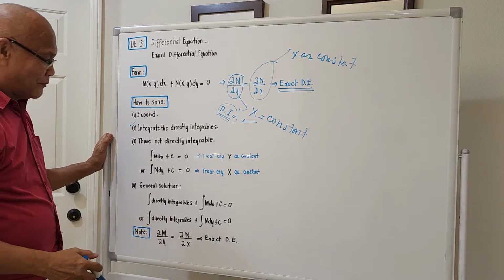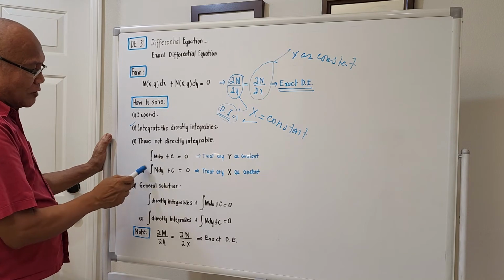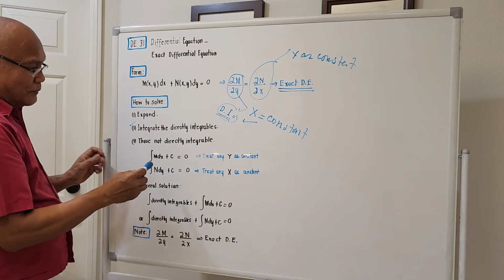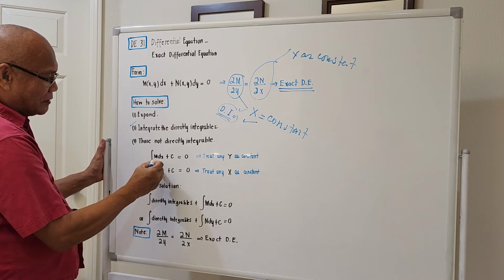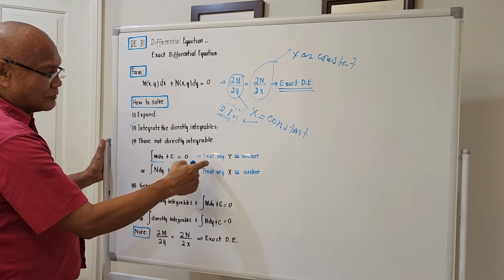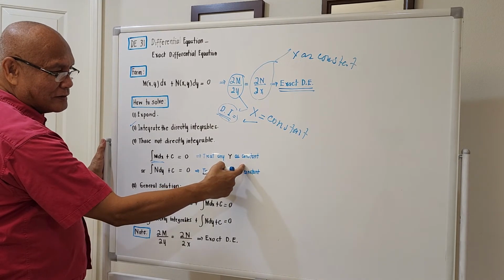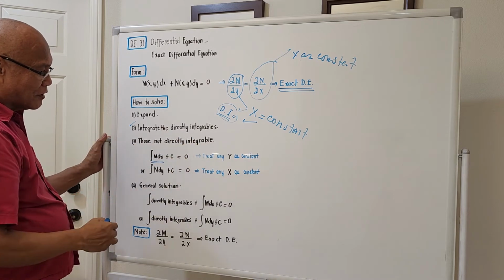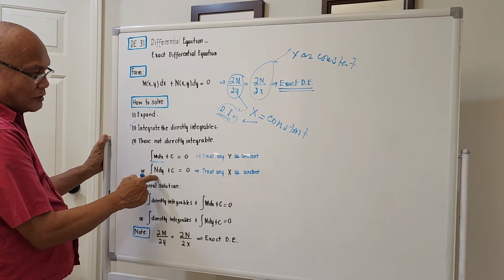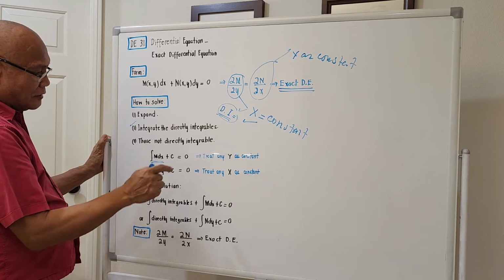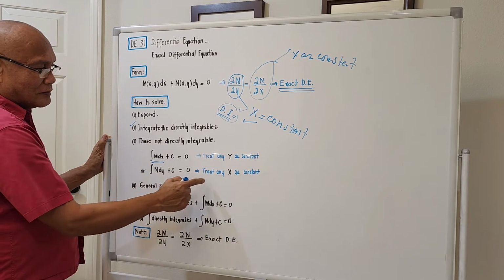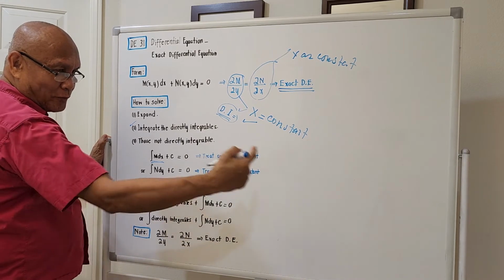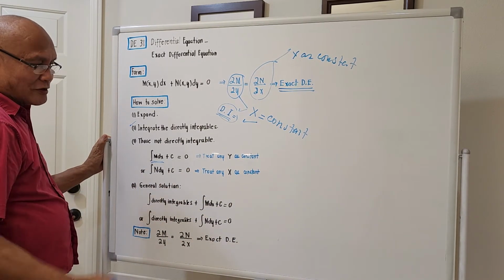There are two solutions. It will be the integral of M dx plus c equal to 0. For the meantime, while you are integrating the integral of M dx, treat any y as constant. Or the second solution for those not directly integrable, it is the integral of N dy. While taking the integral of N dy, treat any x term as constant, meaning you could bring it out from the integral sign. That's the meaning of this.